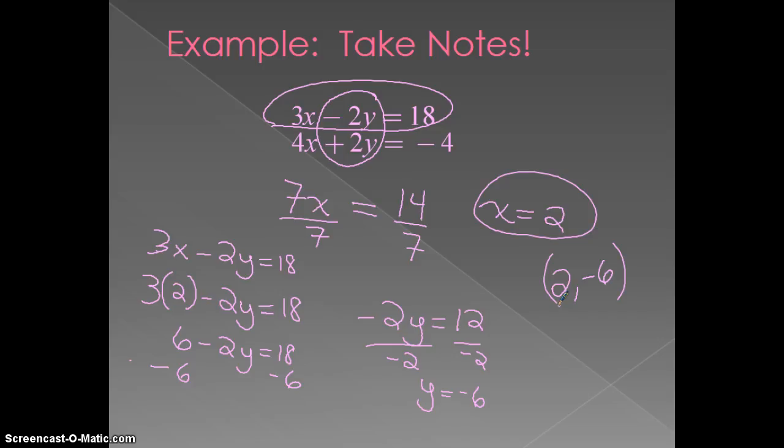Now, the system has one solution. How do we define the system? Well, we know that it's consistent. Consistent just means it has at least one solution. And the fact that it only has one solution means that it's also independent.